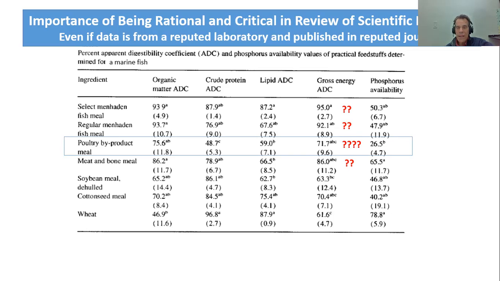When we look at this and try to see whether the data is adding up, we can see that, for example, in the case of poultry byproduct meal, the author measured close to 49% digestibility of protein. The lipids are 59% digestible, and yet the energy is close to 72% digestible. How is it possible? If all the energy is contributed by protein and fat in poultry byproduct meal, there's no fiber in there, no starch, no cellulose, how can the energy digestibility be higher than the protein and lipid digestibility, or the weighted average?